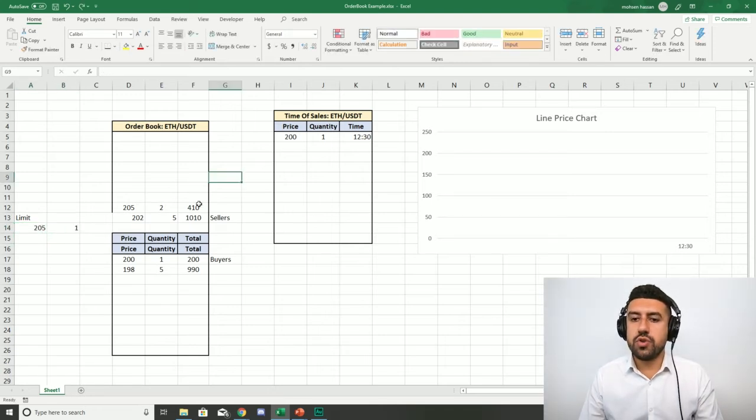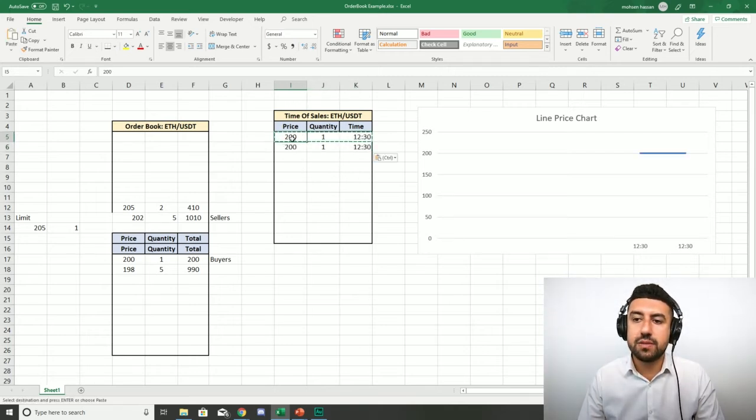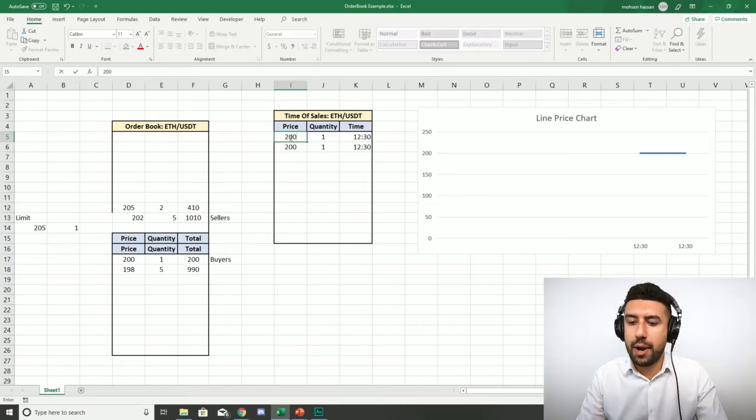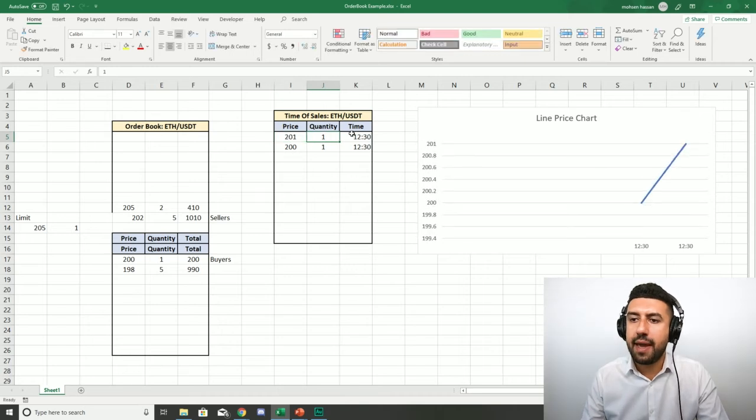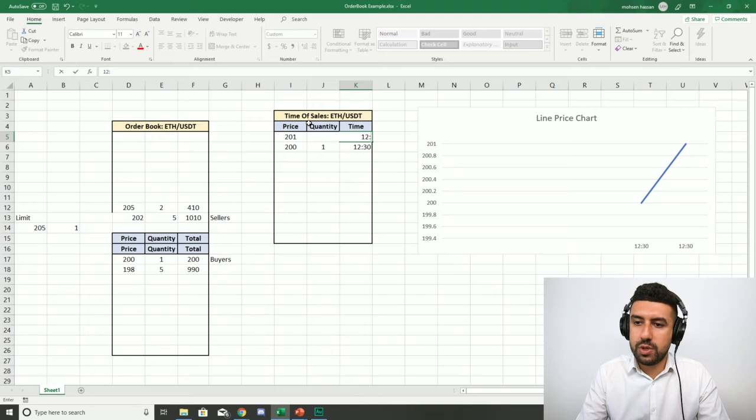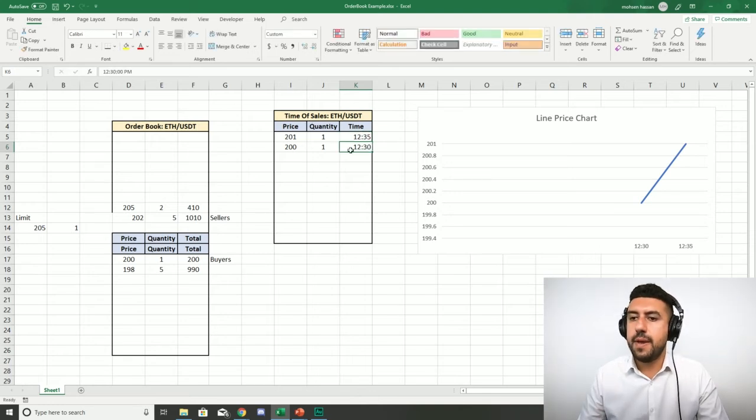Now, the transaction that happened is going to pop up on the time of sales. So this transaction is going to go down in the time of sales. It'll go here. The initial transaction is the one that just happened. It was 201 for one coin, and there's going to be the quantity and the time. So let's say the time that this happened was 12:35.